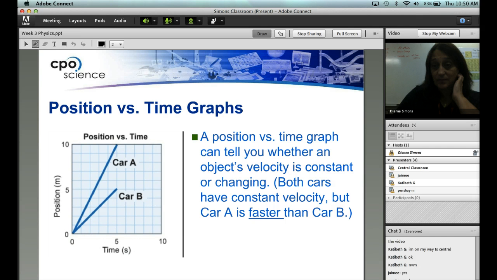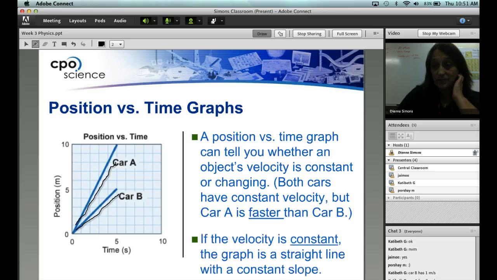Position versus time graph tells you whether an object's velocity is constant or changing. In this particular case, both of our cars have constant velocity. And it's constant because the slope is the same all along this line. Not a very good straight line. And it's also straight. It's constant. The slope changes all across that line. Exactly. B has a velocity of 1 meter per second. Thanks, Katie. That was good.